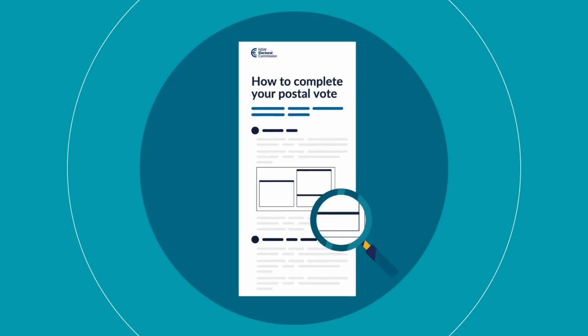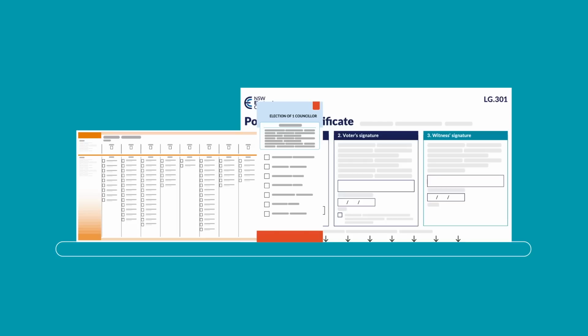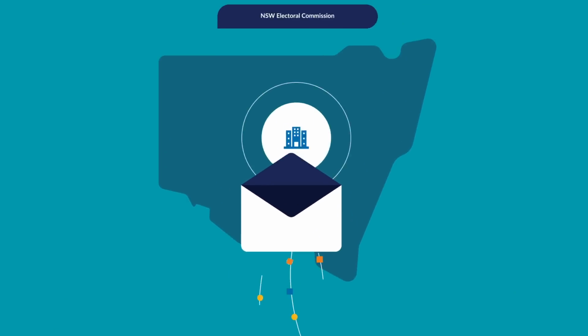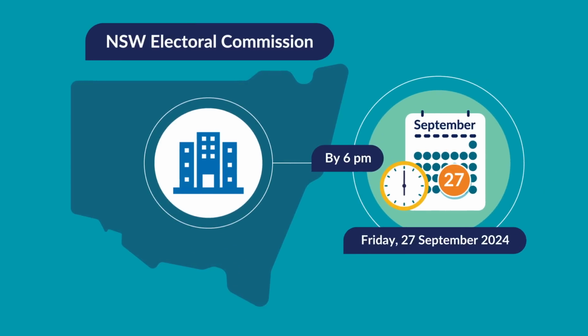Please read the instructions carefully. For your postal vote to be counted, your completed ballot papers and postal vote certificate must be received by the New South Wales Electoral Commission by 6 p.m. on Friday, September 27, 2024.